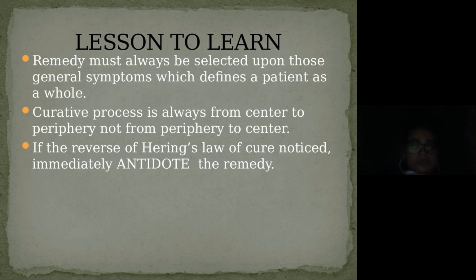So the curative process is always from center to periphery, not from periphery to center. And cure always happens according to the Herring's law of cure, which is the disappearance of symptoms in the reverse order of their appearance, which happened in the 11th observation. But in the 12th observation, it is the reverse of Herring's law of cure. So if in any case the reverse of Herring's law of cure is noticed, we have to immediately antidote the remedy and then retake the case. Then we will choose another remedy which will be perfect for that case.